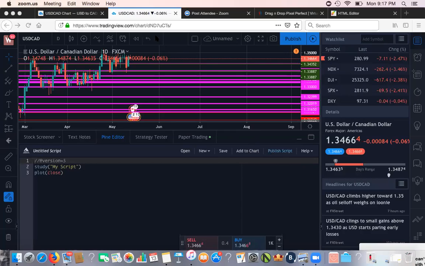All right, so this is USD versus CAD. USD CAD is what we call it. One of my favorite pairs. I usually mostly trade this one around the news.